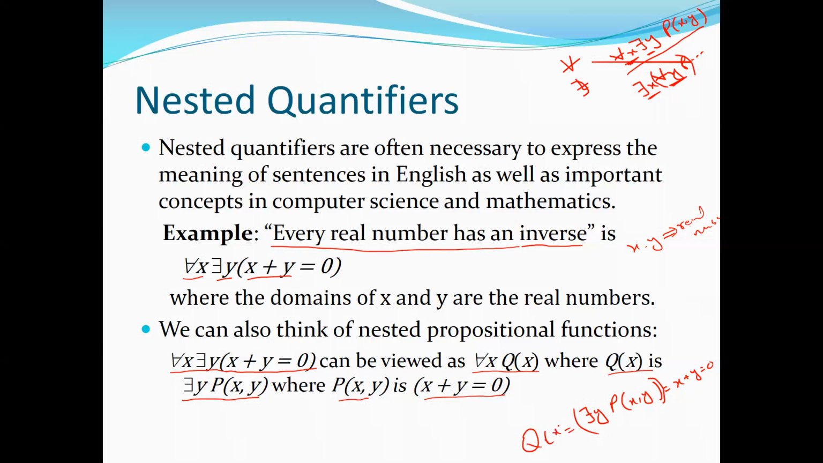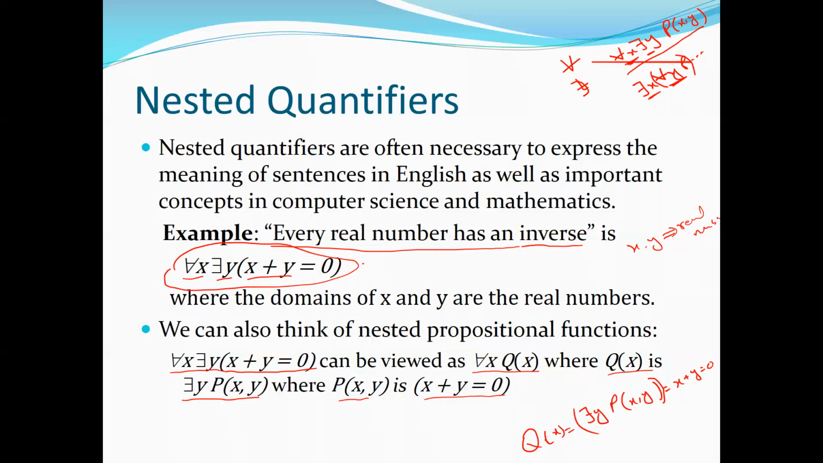So we can simply write it in terms of P of there exists some x for all x, Q of x, such that Q of x is equivalent to there exists some y, P of x comma y, where P of x comma y is x plus y equal to 0. So that's how we represent it in the propositional function as well, but here we will try to write it like this, in the form of nested quantifiers: for all x there exists some y such that x plus y is equal to 0.